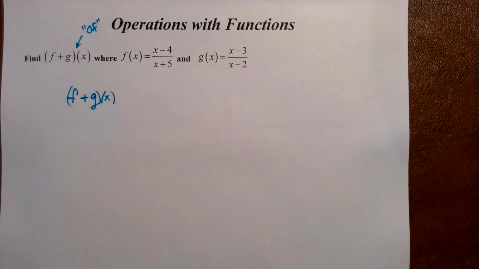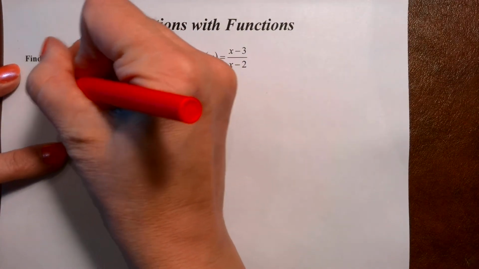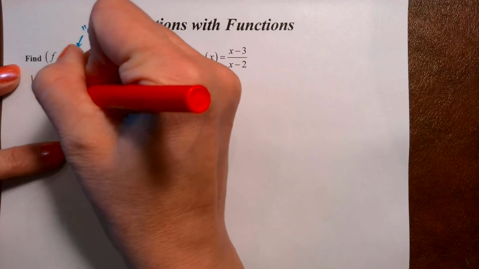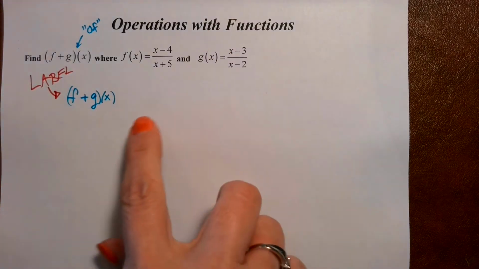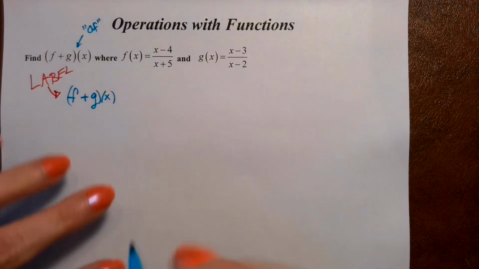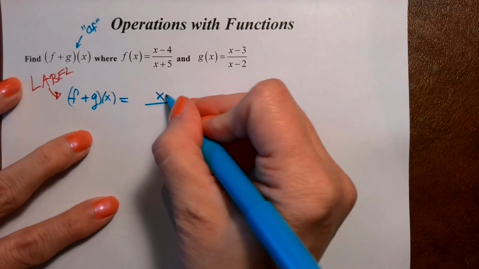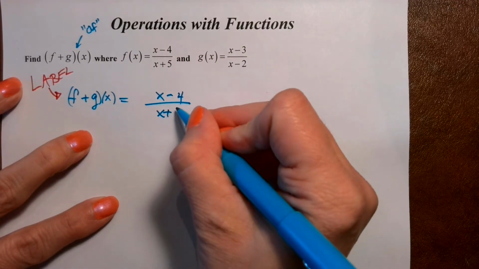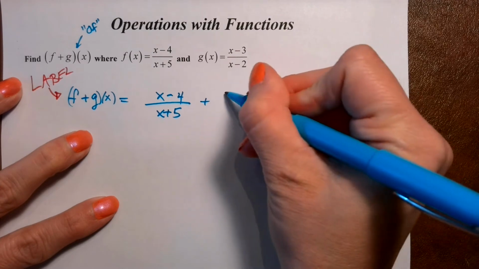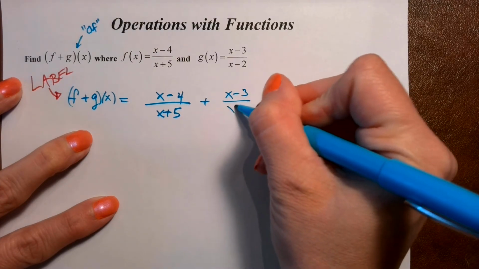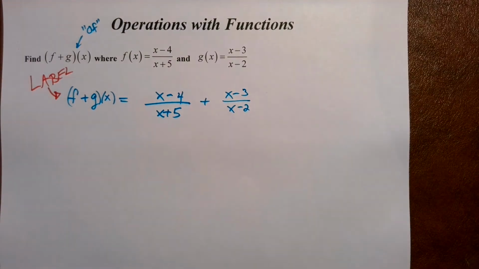I'm going to use a red pen right here, and I'm going to say start labeling your work. What are you doing in each of these lines? Please write that down. I am going to take the first function, which happens to be a rational function. I'm going to add it to the second one. And how do you add fractions? You have to make a common denominator.